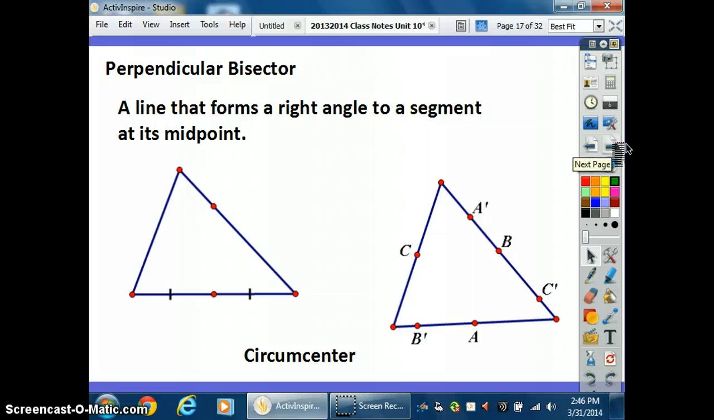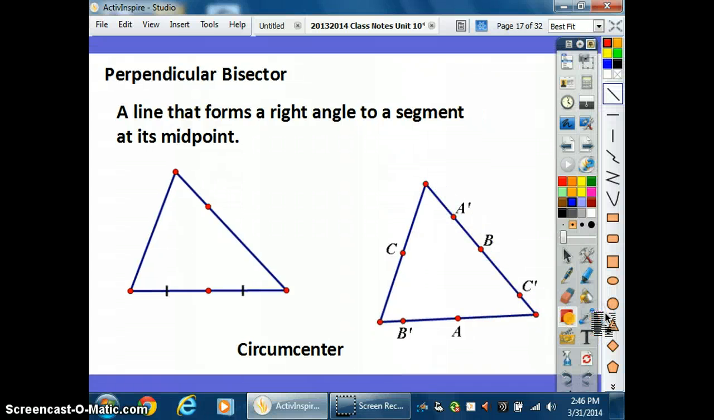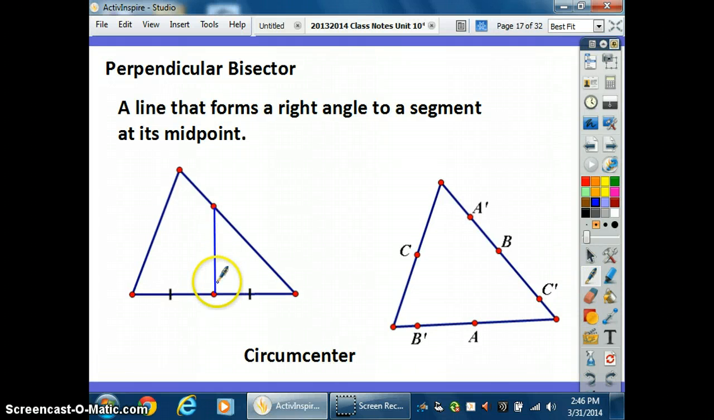Now let's talk about a perpendicular bisector. It's a line that forms a right angle to a segment at its midpoint. So I want to bisect this, and I've already drawn it in here. This would be a right angle. Remember how we were doing that yesterday, where we drew an arc this way and one this way and then drew the line? That right here is the bisector. This segment is equal to this segment.